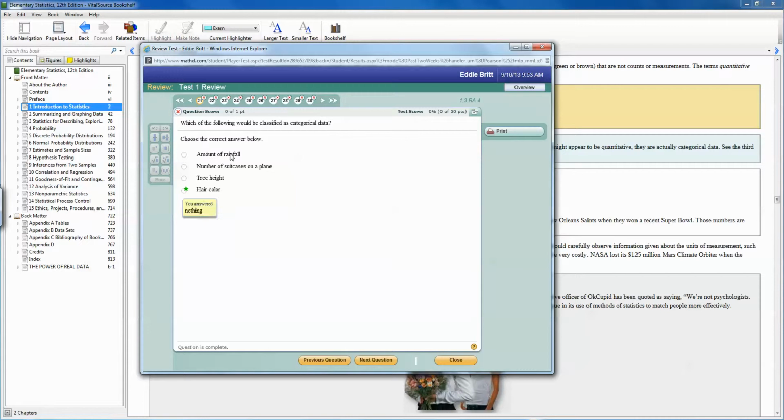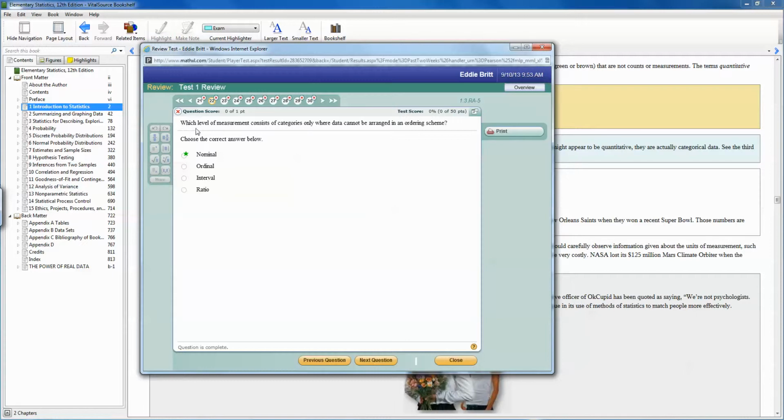Amount of rainfall, I believe that's like a number, right? Number of suitcases on a plane, of course that's a number. Tree height, that would be a number. Hair color, not a number. Red, black, brown, blonde. So hair color would be the correct answer.